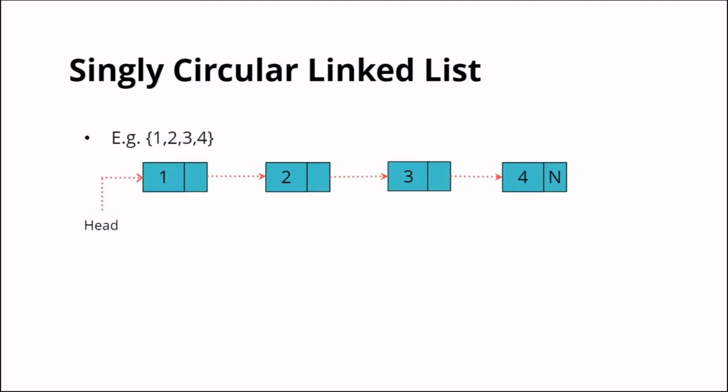Singly circular linked list is the same as singly linked list except one difference. The last element's next address will not be null. Rather, it points to the first element of the linked list.